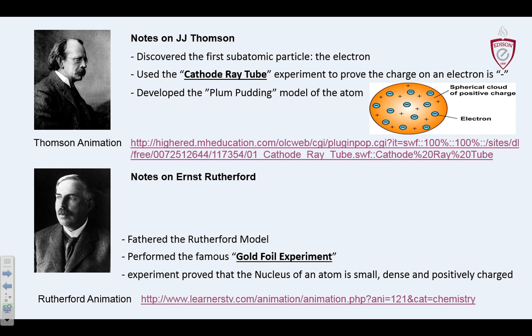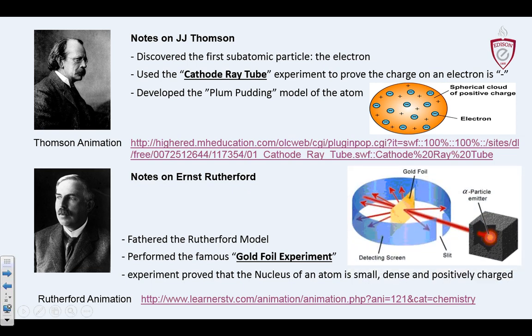Let's get a picture up so we can talk about this gold foil experiment. So we have a particle emitter over here. It's like a gun. It shoots alpha particles. And then here's this really thin piece of gold foil, like one or two atoms thick almost. These alpha particles are so small that they can go straight through it.